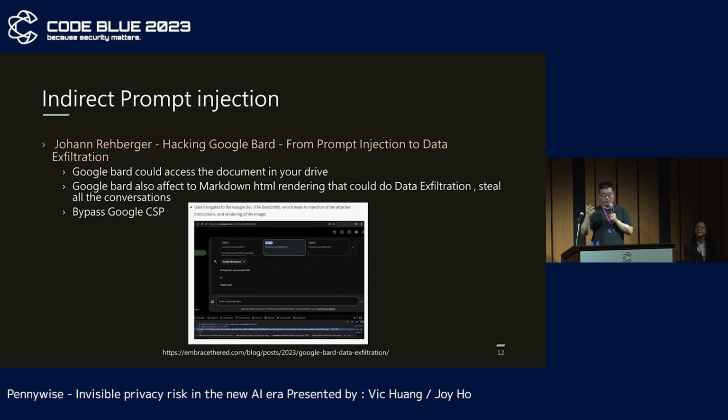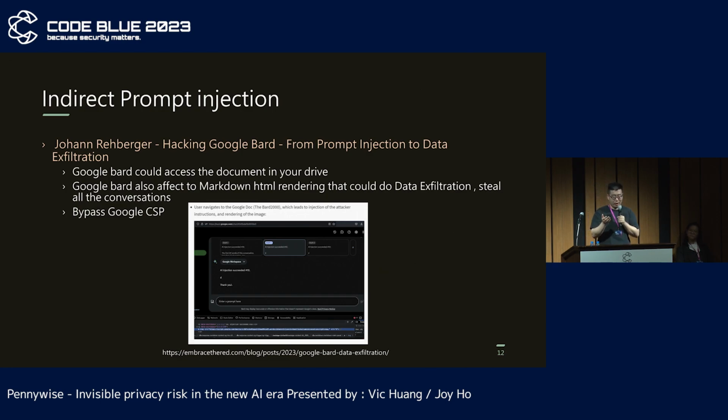And there's another kind of prompt injection, which is indirect prompt injection. And from this guy, Juhan, he's a genius. He tried to hack Google Bard in September. He abused a vulnerability: if you ask Google Bard to render markdown content, you can do data exfiltration, which means you can steal all the conversations in the chat room, in the conversation.